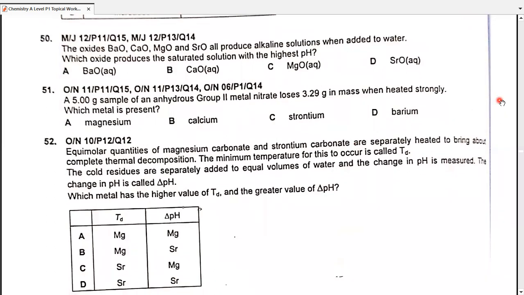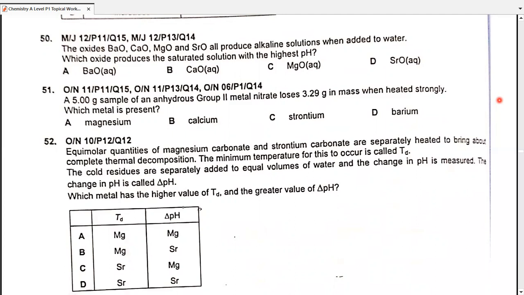Solution with the highest pH. A. A, very good. Now, among all of these, A and C were to produce saturated solutions, but the highest pH would be A, not D. Okay, B and C are not even close. So 51.